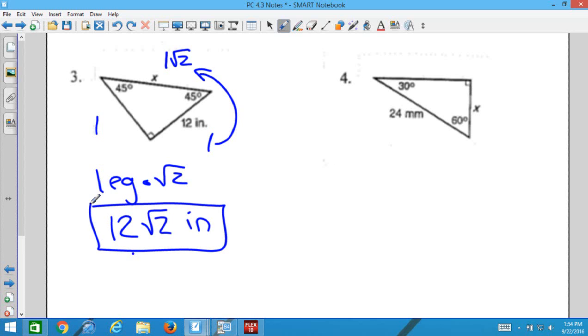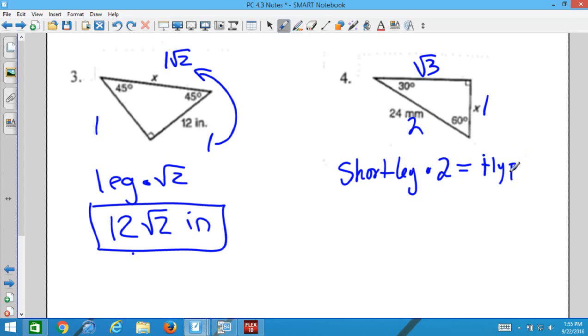Then we've got 30, 60, 90. 1, 2, square root 3. We're going to take the short leg, multiply it by 2 to get the hypotenuse. So our hypotenuse is 24. What times 2 is 24?